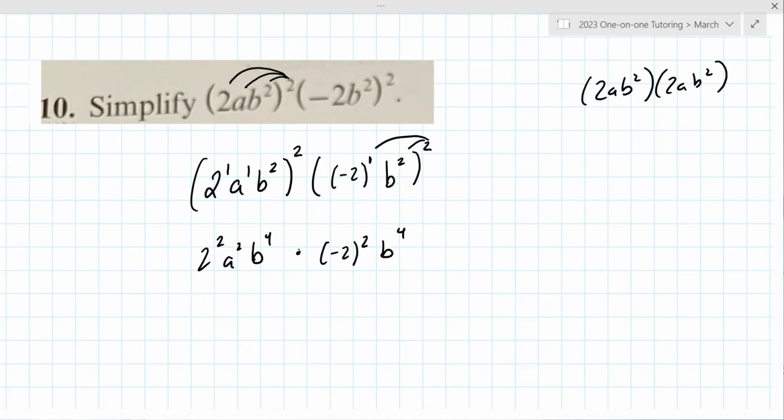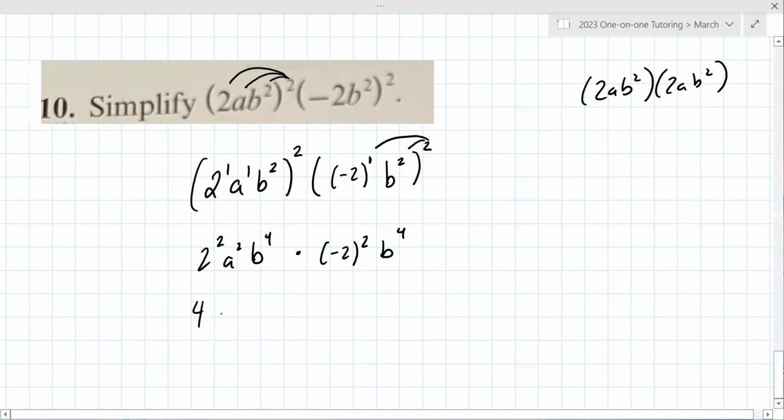-2 squared. Treat it like it's in parentheses. My bad. And then b to the 4th. Now, what is this parentheses -2 squared? What does that become? +4. Yes. So we've got 4a squared b to the 4th, +4b to the 4th.